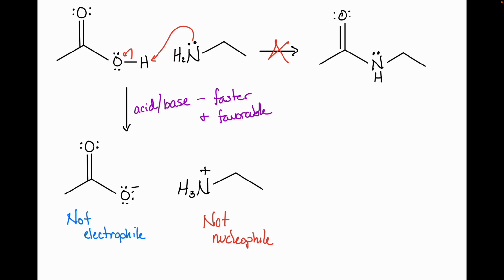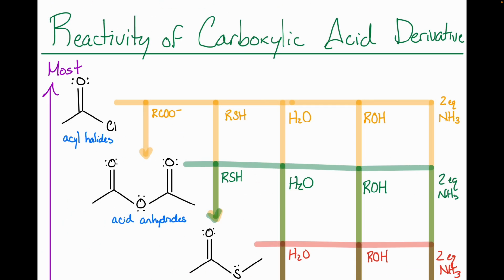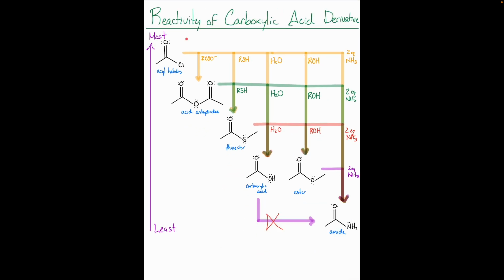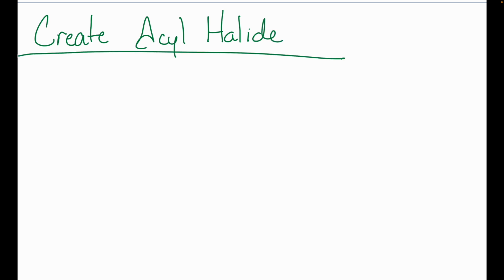Cool. So there is one way that we can go backwards here. Great. If we start out with something more reactive, we can get to something less reactive. But we would really like to get to this most reactive thing because that gives us the most flexibility. So we have one way of going backwards on this path here. And this is using a familiar reagent that we've seen before. Thionyl chloride. So now we're going to prepare an acyl halide.